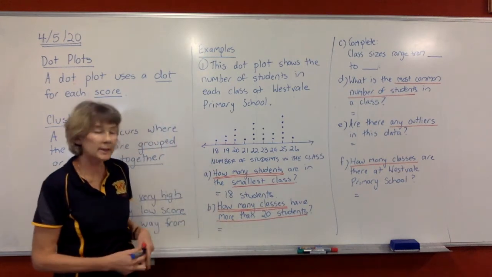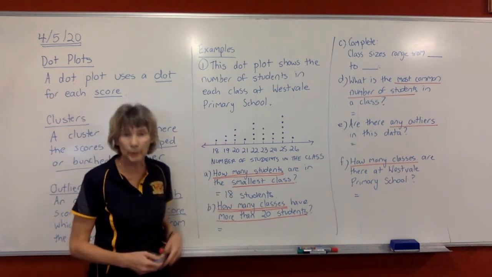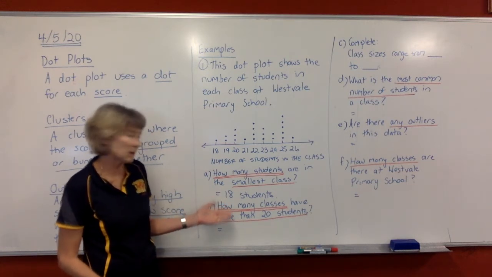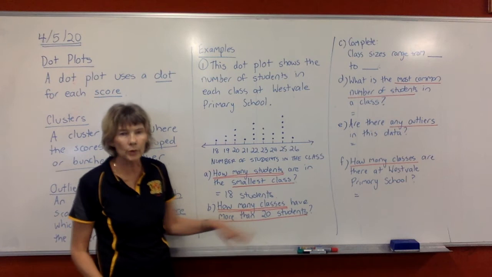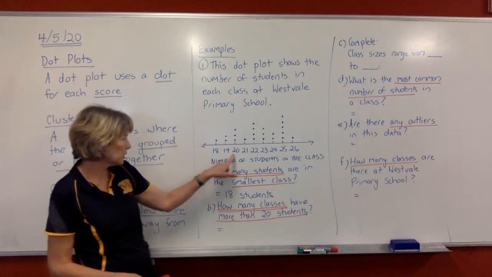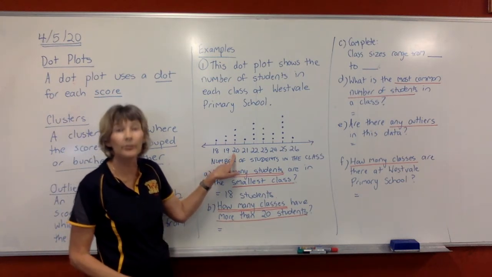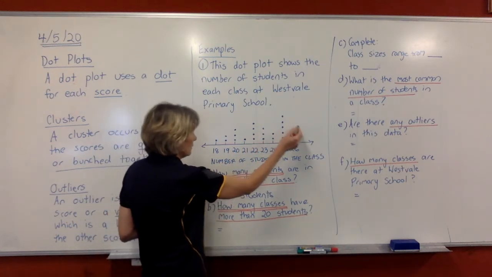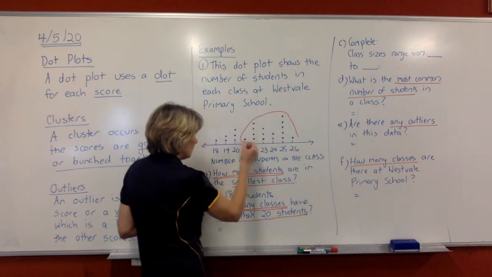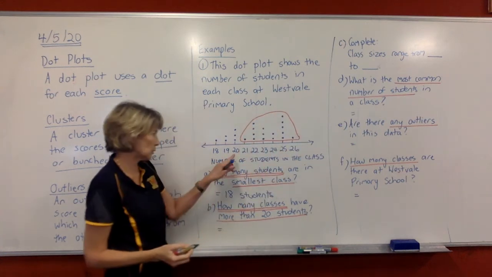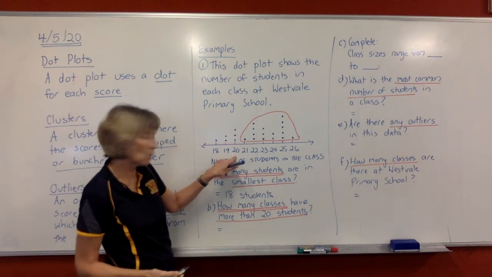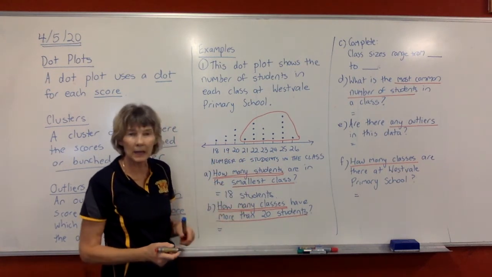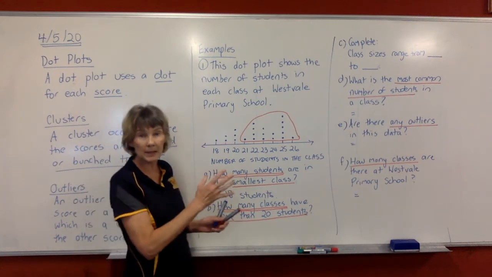Okay, the next question says, how many classes have more than 20 students? So we want to tell them how many classes, but we're focusing on more than 20 students. So here's your 20. More than 20 is everything above that. Okay, so we are looking at all of those. We don't want to look at the 20 because it has to be more than 20. So all of these are more than 20. And we want to know how many classes have that many students in them.